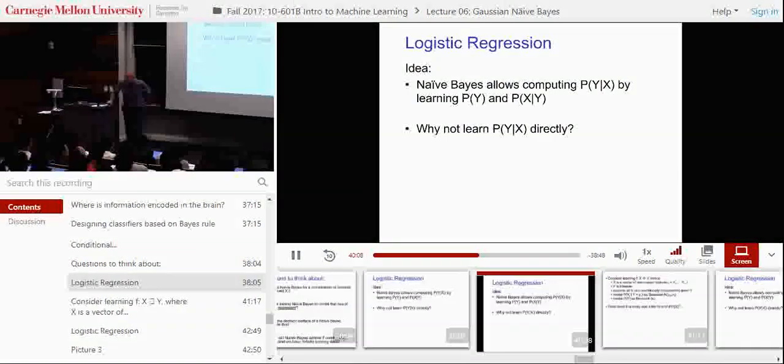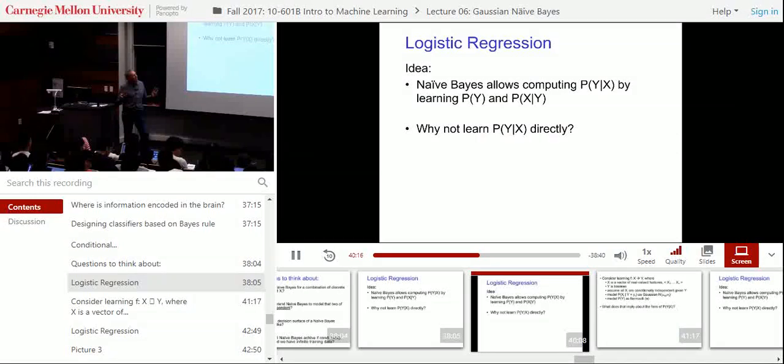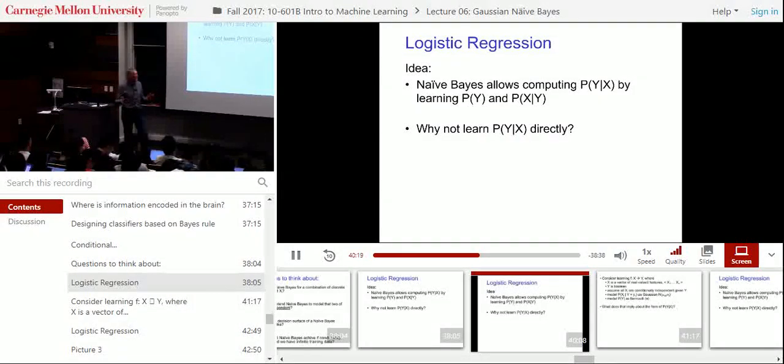All right, then let's move on to one of my favorite algorithms. It's in my top 5. Logistic regression. The reason I love logistic regression is it asks the question which is the elephant in the room.